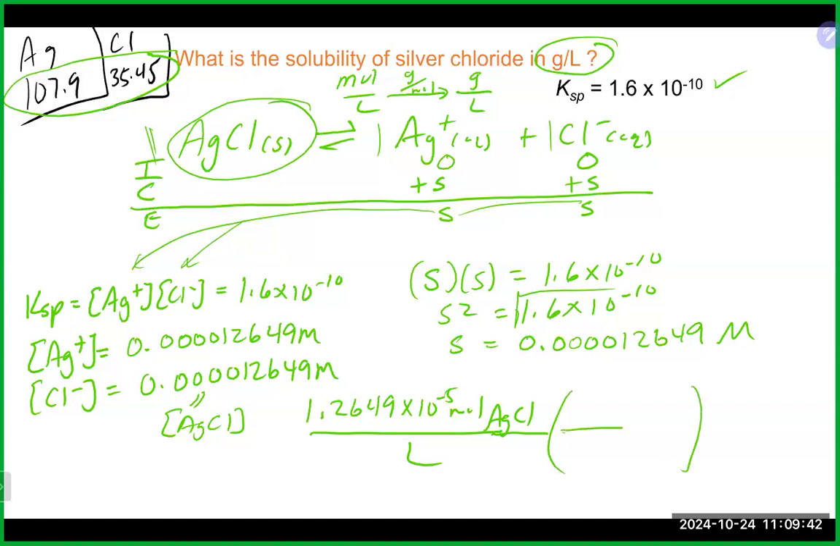If you add up the molar mass from the periodic table, that's 107.9 plus 35.45, which is 143.4 grams per mole of silver chloride. Moles cancel, and that gives us our solubility of silver chloride as 0.0018 grams per liter.